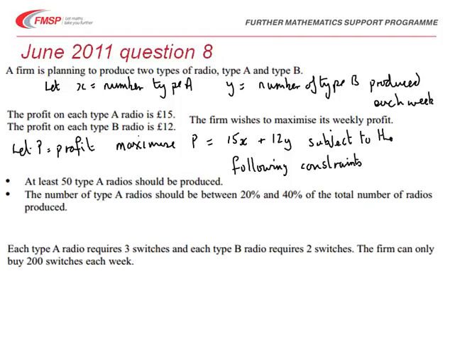And the constraints are given to us in the question. The first one, at least 50 type A radios should be produced. So that's telling us that X must be greater than or equal to 50.